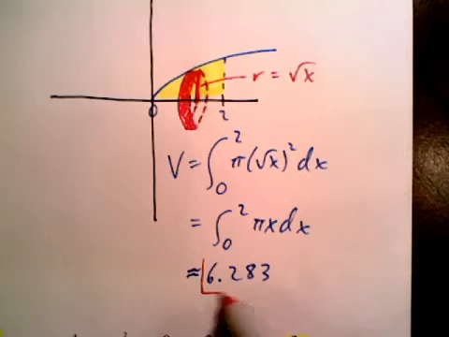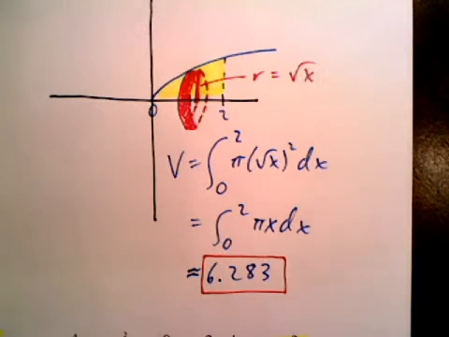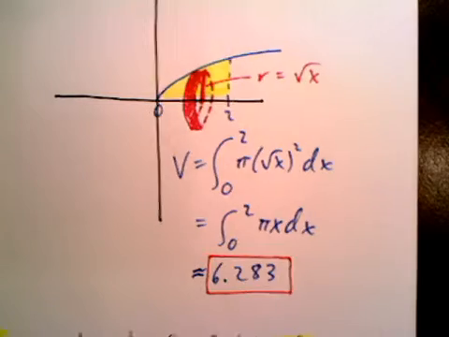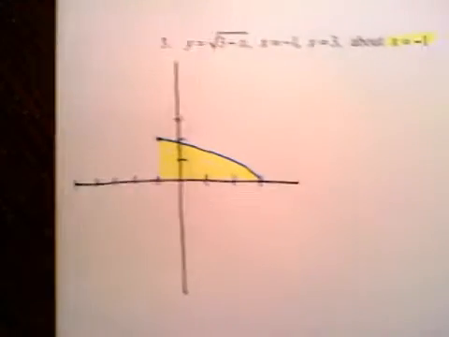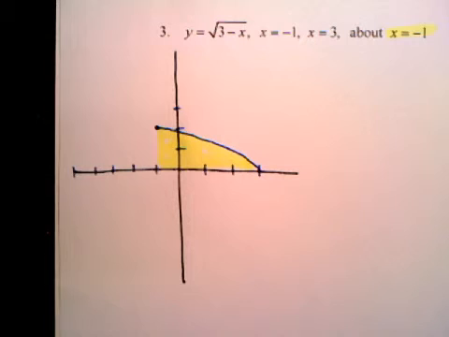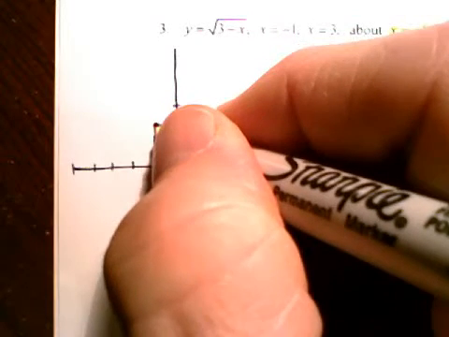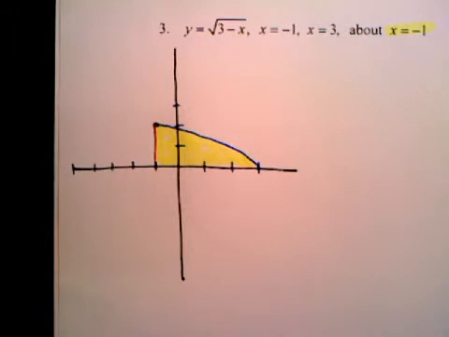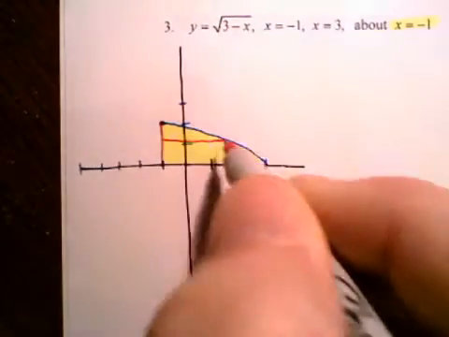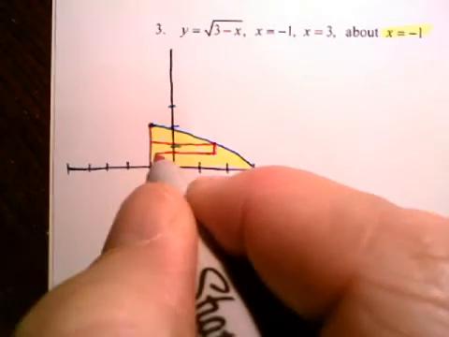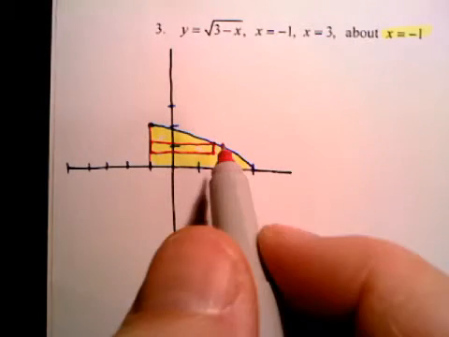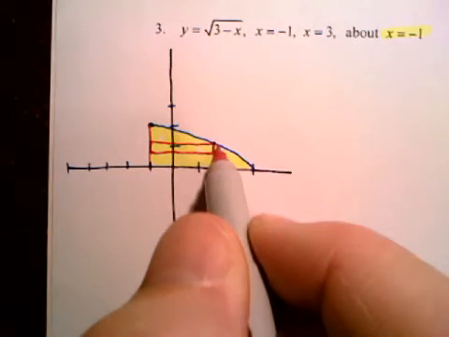There you go. So maybe you're fast forwarding through this. That was even less than 2 minutes. These ones take a little longer. We're rotating this particular region around the line x equals -1. So x equals -1 is that line right there. And so drawing a horizontal rectangle, we're going to rotate that rectangle around.